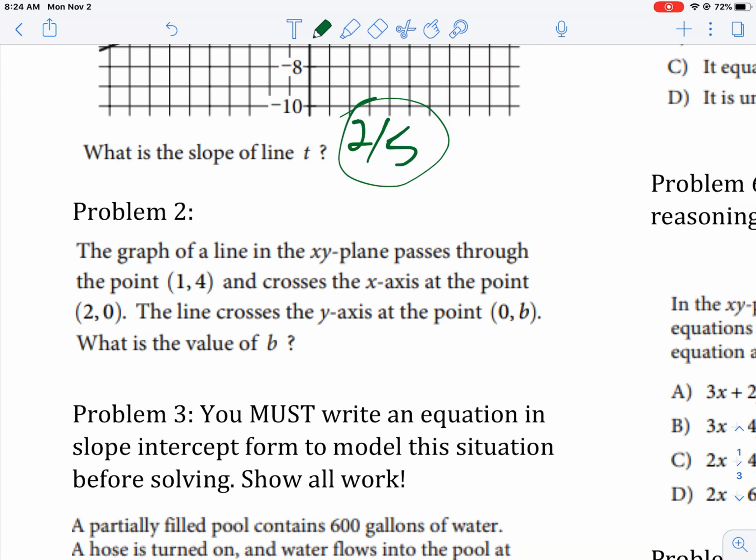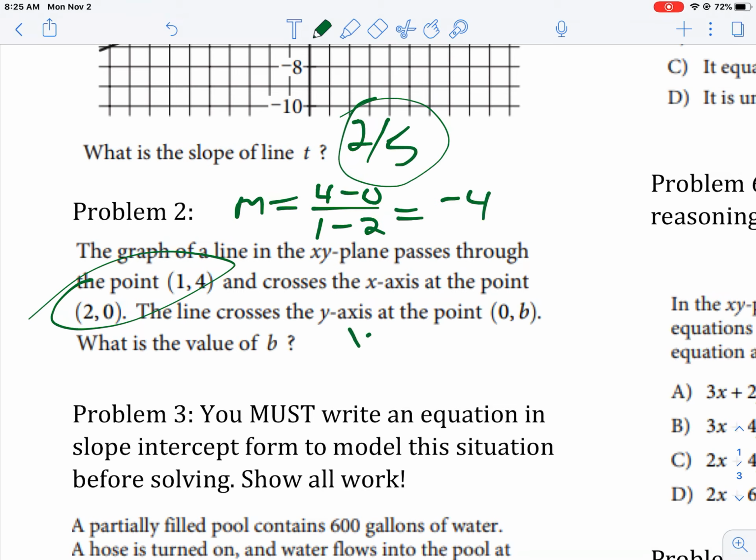Next one, the graph of a line in the xy plane passes through (1, 4) and crosses the x-axis at (2, 0). The line crosses the y-axis at (0, b). What's the value of b? So for this one, right, they give you 2 points. So you might want to find the equation of the line, right? So I'm going to find the slope, 4 minus 0 over 1 minus 2, and that's negative 4, okay?